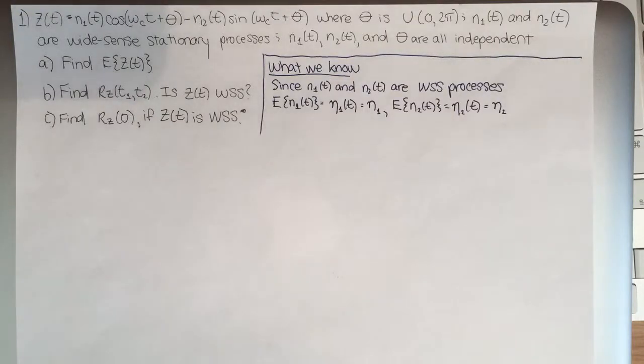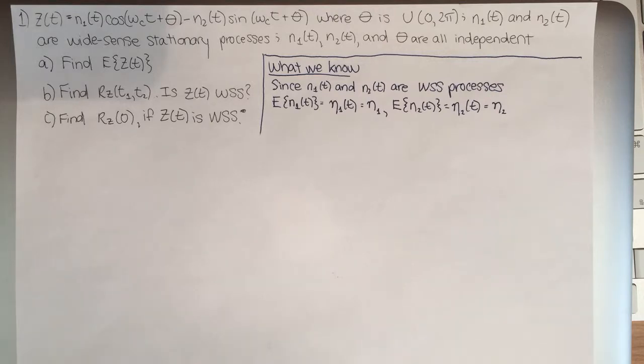Hi, this is homework number 9, problem number 1. Z of t equals n1 of t times cosine of omega ct plus theta, minus n2 of t times sine of omega ct plus theta, where theta is uniform from 0 to 2 pi, n1 of t and n2 of t are WSS processes, and n1 of t, n2 of t, and theta are all independent. Okay, so in problem A, we're asked to find the expected value of z of t.